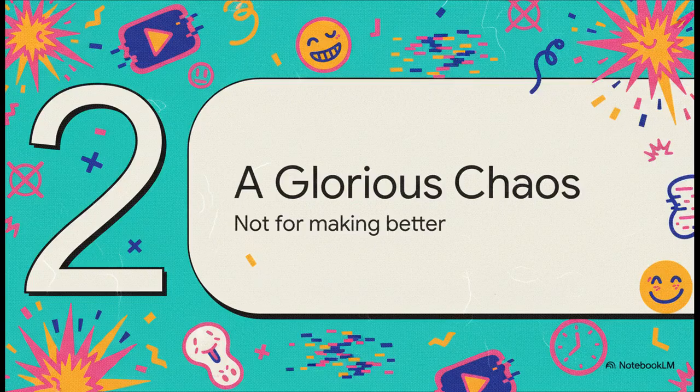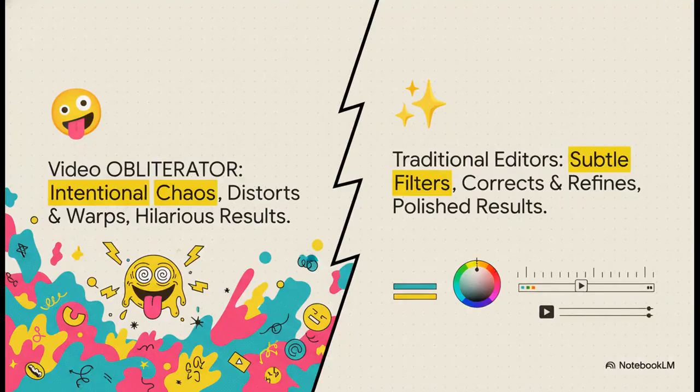And that's the key thing you've got to understand. We're all so used to software that helps us fix things, refine them, make them perfect. This tool does the exact opposite. It's not about making your videos better in any way you'd normally think of. Let's look at the side-by-side here. Your traditional editors, they're all about those subtle filters, right? Polishing everything up. But the Obliterator, it's just pure intentional chaos. It literally distorts and warps your video to create something totally new, and if you're lucky, really, really funny.